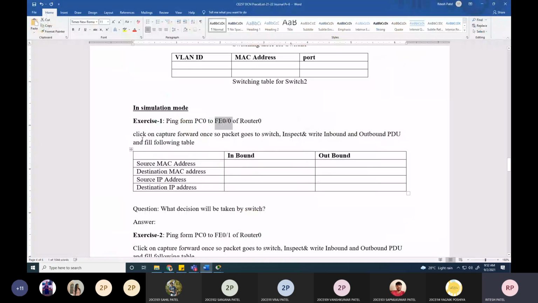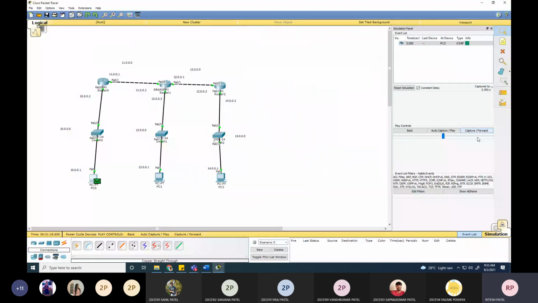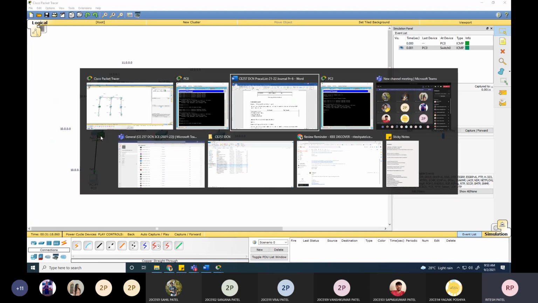Then click on capture forward once. We have modified this document in such a way that you can get all the steps in this document. Click on capture forward once. Capture forward is available over here. Once you click capture forward over here, the packet goes from PC0 to switch 0.